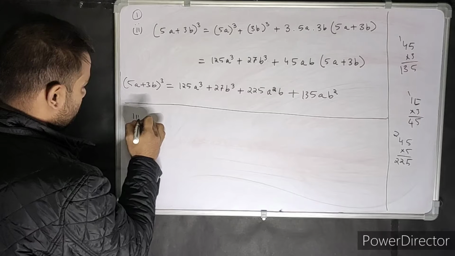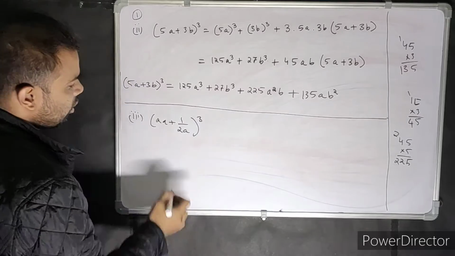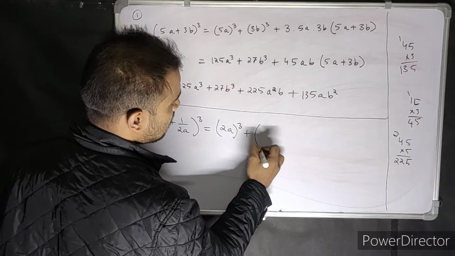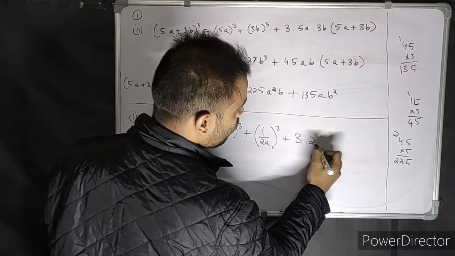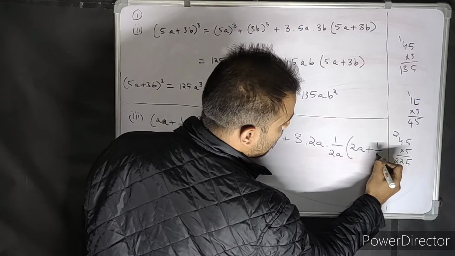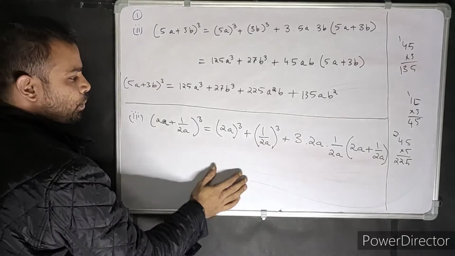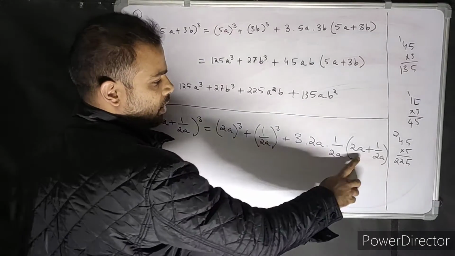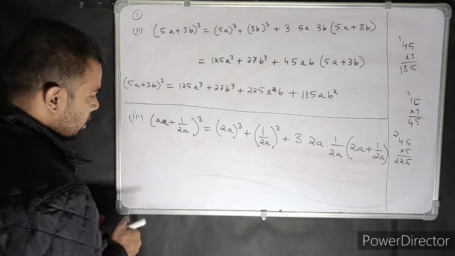So part 3 is again 2a plus 1 by 2a whole cube. Okay, so 2a whole cube plus 1 by 2a whole cube plus 3 into 2a into 1 by 2a, 2a plus 1 by 2a. Okay, see, look very carefully: a cube plus b cube plus 3 into a into b into a plus b. Okay, now from here, solve it.